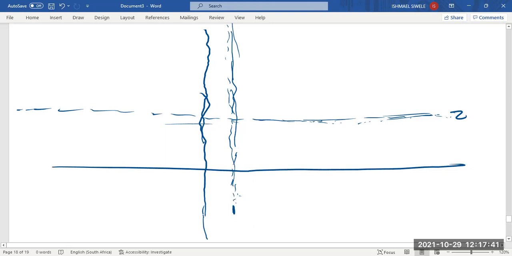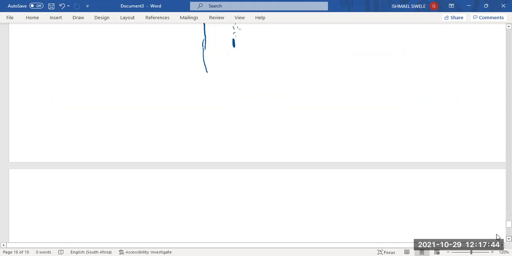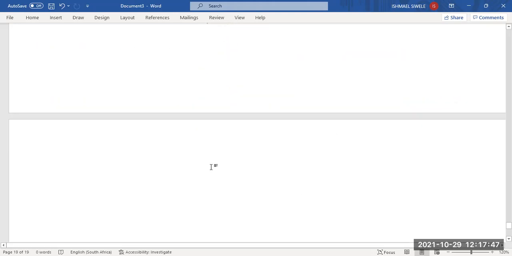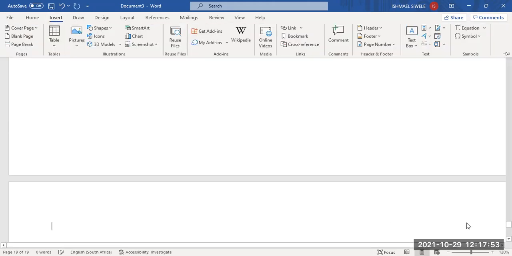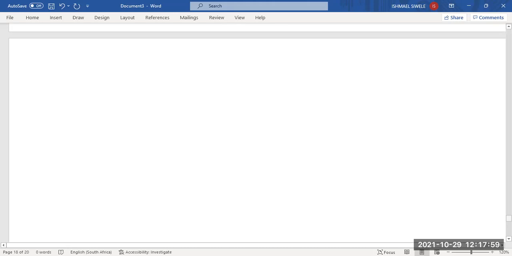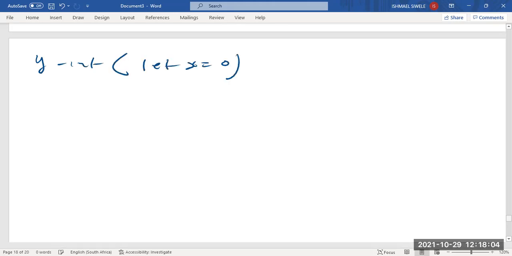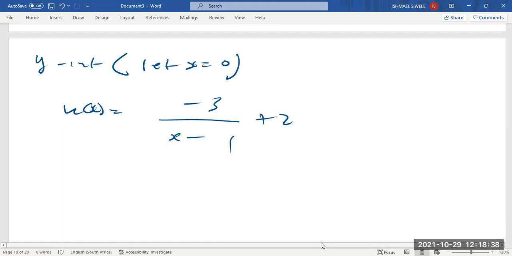Now, what is left? We don't have the x-intercept and y-intercept, so let's find them. We can find the y-intercept first because that is the easiest. Let me insert a page break. For the y-intercept, you know we let x equal to 0. So h of x is equal to -3 over x minus 1, plus 2.